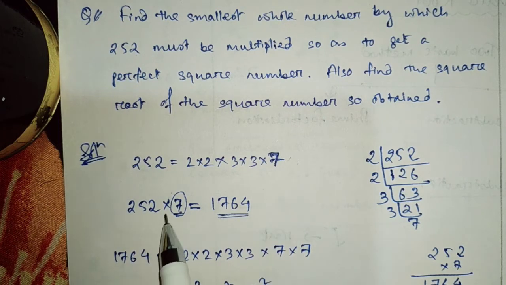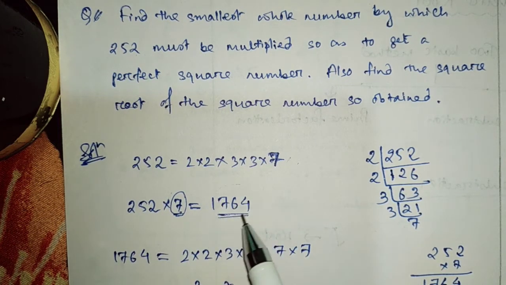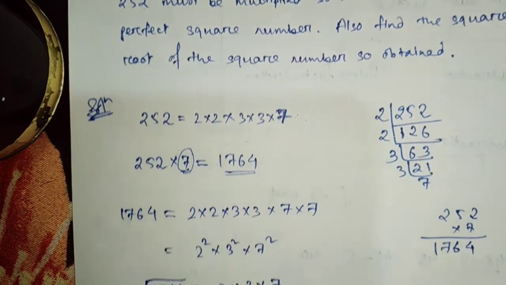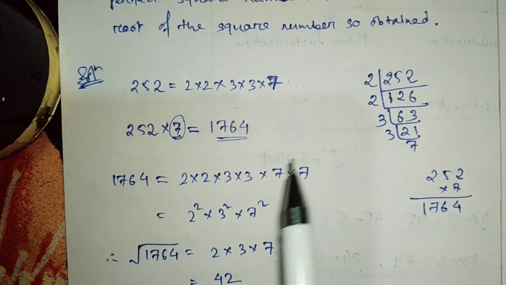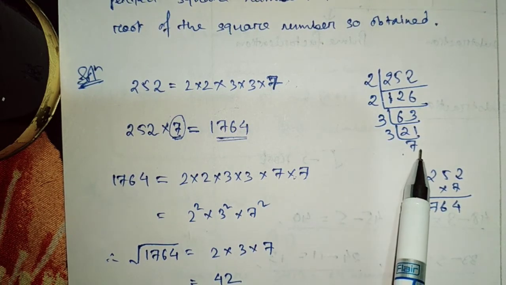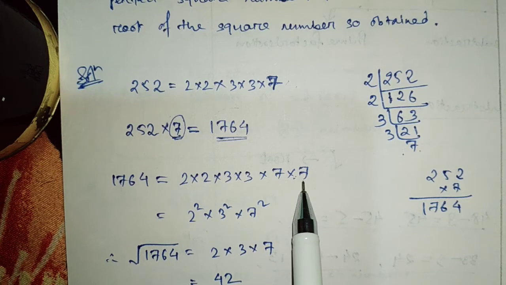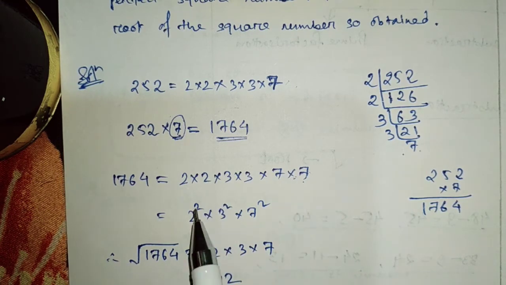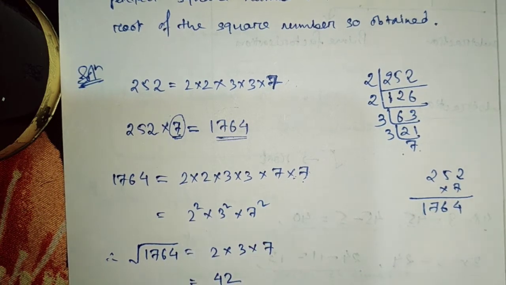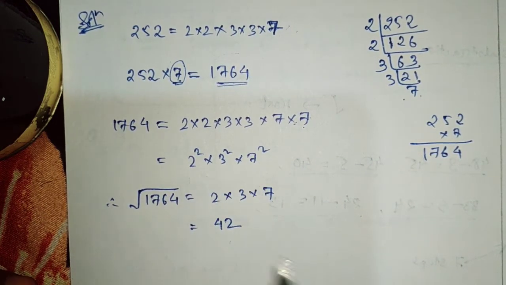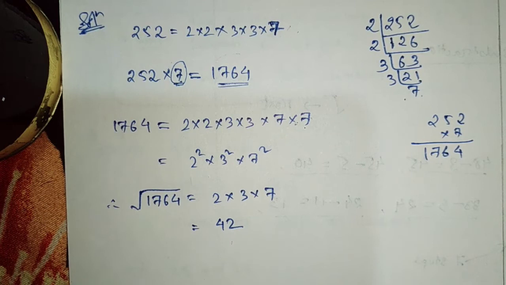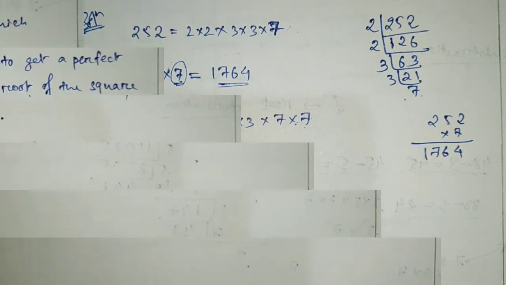Okay, then after multiplying with 7, the number we have got is a square number. That square number is already in prime factorized form. We don't have to do it again, it is already there, we just have to make it one more 7. Then from there we can easily calculate the square root by the prime factorization method. It will be 2 into 3 into 7. Okay, I hope you have understood this question. If you still have doubt, you can rewind the video and watch it again.